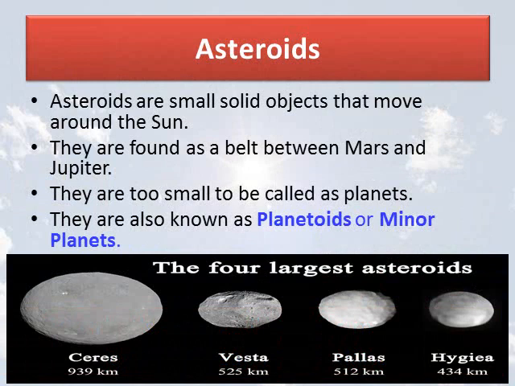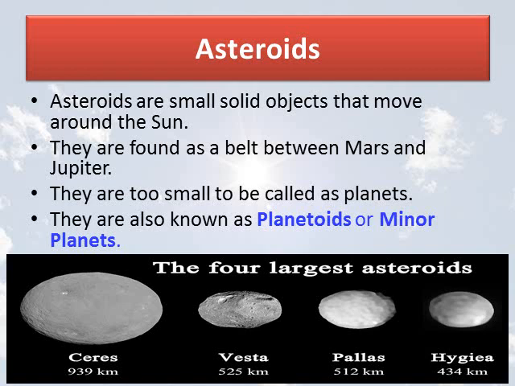Asteroids are small solid objects that move around the sun. They are found as a belt between Mars and Jupiter. I told you already, we can find asteroid belts between Mars and Jupiter. They are too small to be called planets. They are also known as planetoids or minor planets.